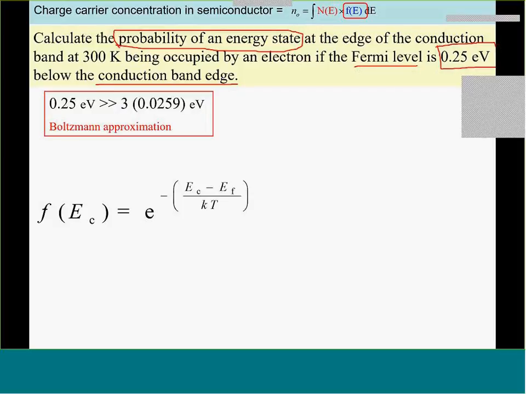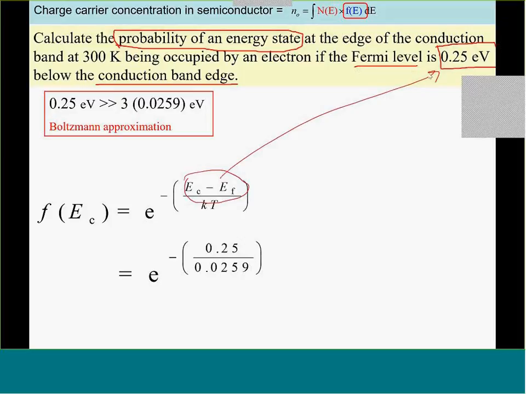We know that EC minus EF is equal to 0.25, and our kT, of course, like I said just now, is 0.0259. So, get that number. If you look here again, isn't it? This number is very small, 10 to the power of -5. So the probability of finding an electron at 300 K at that particular level is very small.